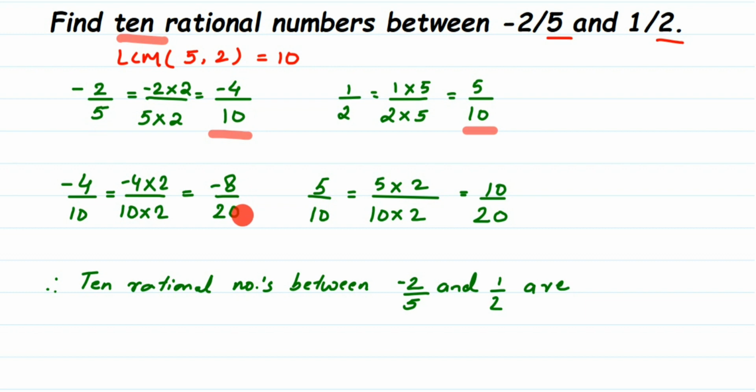And you can write down just numbers. Don't include minus 8 by 20, don't include 10 by 20. Between that you should write down the numbers. So between minus 8 and 10 we have many numbers, starting from minus 7, minus 6, and so on up to 9. You just pick any 10 rational numbers. I'm going to start with minus 10.